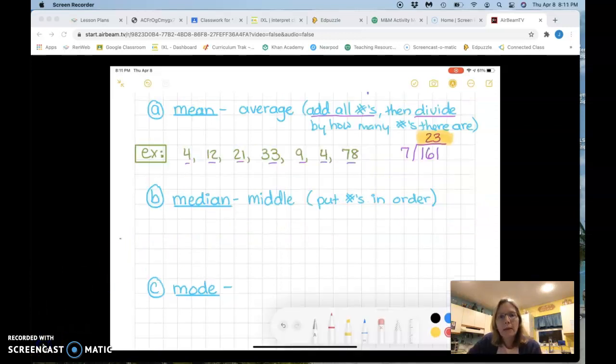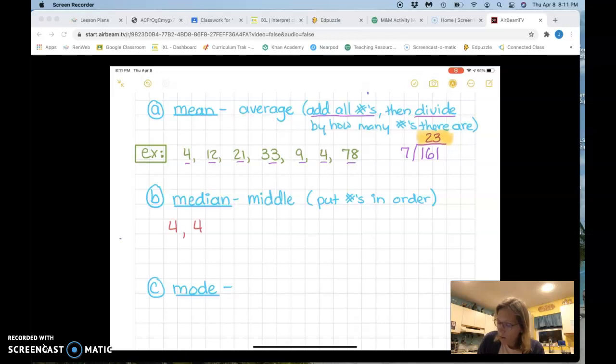Median is the middle number when you put the numbers in order from least to greatest. So when we need to find the median, we have to put the numbers in order first. So let's do that. I'm going to use the same numbers as above, the green numbers, and we're just going to put them in order from least to greatest. So I see 4, 4, I have 2 4s. I'm just going to put a little mark so I don't forget any numbers. 9, 12 and 21, 33 and 78.